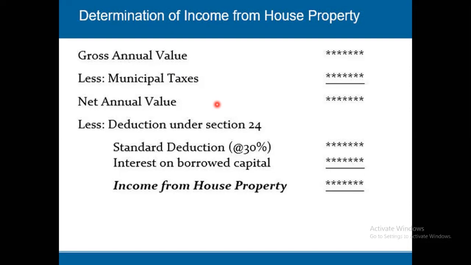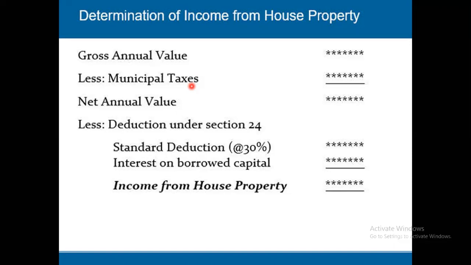Municipal taxes are deductible on payment basis. That is, only amount paid during the relevant previous year is deductible, irrespective of the period to which the taxes paid belongs to. The entire amount of municipal taxes paid during the previous year must be deducted.